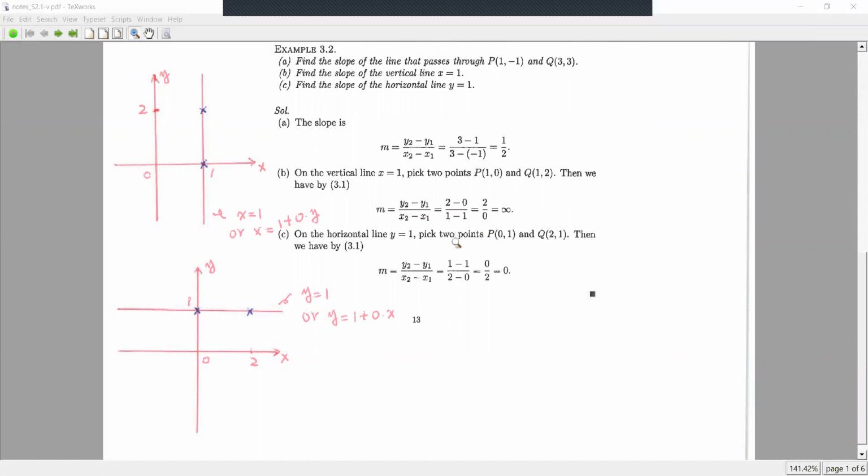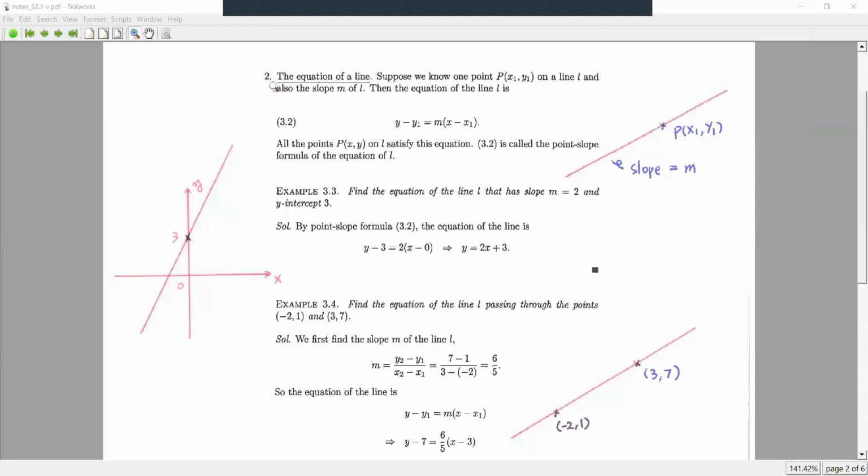This point is point P. X coordinate is 0, Y coordinate is 1. This point is point Q. X coordinate is 2, Y coordinate is 1. Then by the slope formula, y2 minus y1 over x2 minus x1, it is 1 minus 1 over x2 minus x1, which is 2 minus 0. So we get 0 over 2. It is 0. Therefore, the slope of this horizontal line is 0.